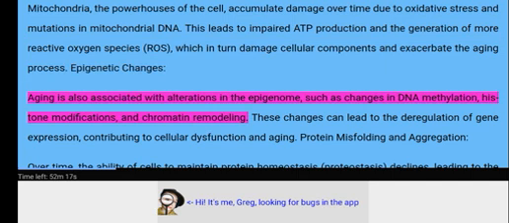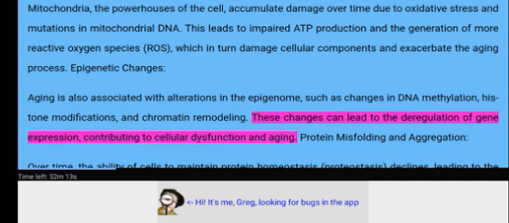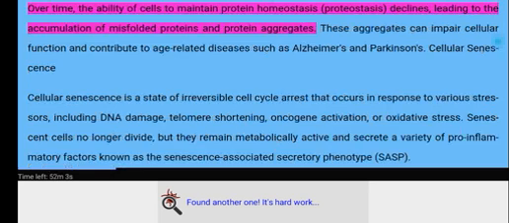Epigenetic changes. Aging is also associated with alterations in the epigenome, such as changes in DNA methylation, histone modifications, and chromatin remodeling. These changes can lead to the deregulation of gene expression, contributing to cellular dysfunction and aging. Protein misfolding and aggregation.